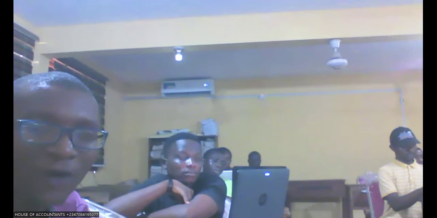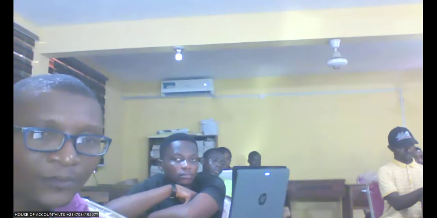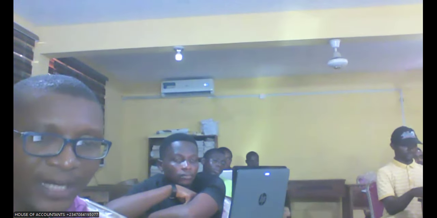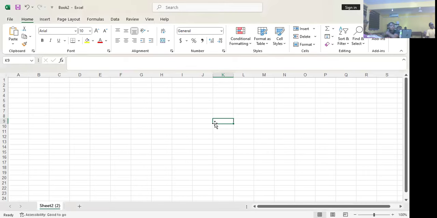So we want to go for fixed asset register. So open a fresh sheet like this, a fresh worksheet like this. So what is it all about?